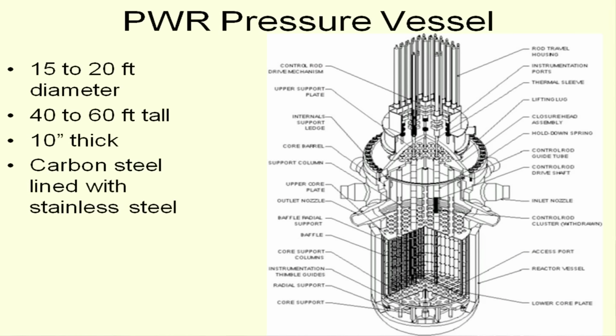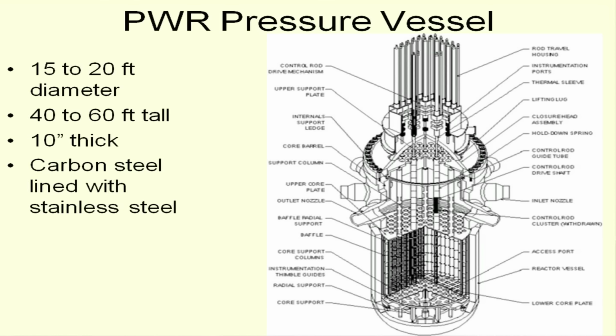And they don't have water hammer problems, which can be a real problem with this much power going on. A little bit more inside the thing. The pressure vessel, 10 to 20 feet in diameter, 40 to 60 feet tall, 10 inches thick. It's carbon steel, lined with stainless steel.